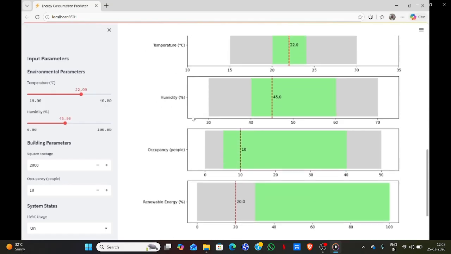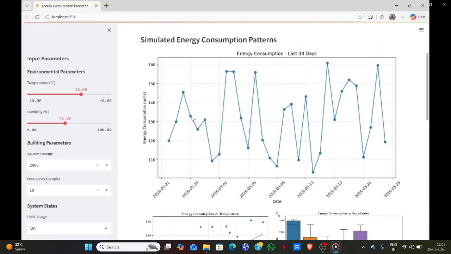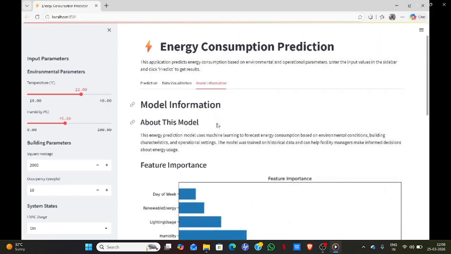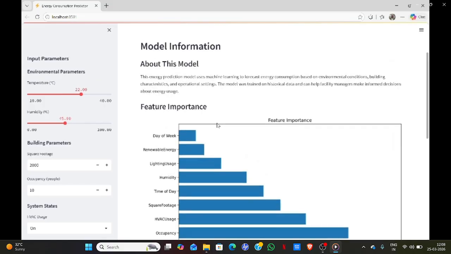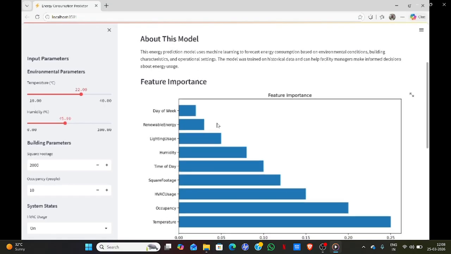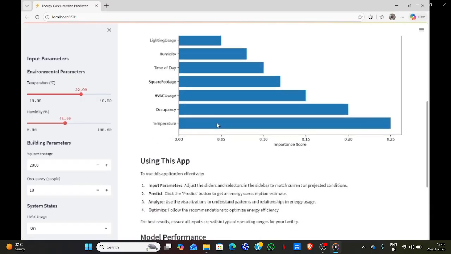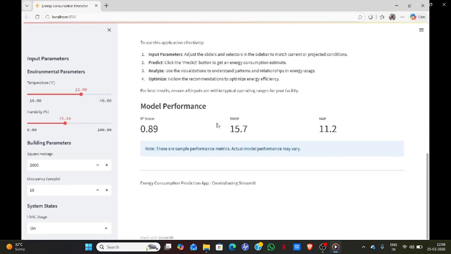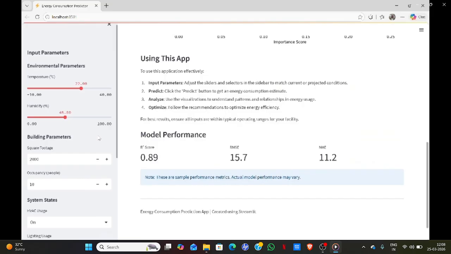To make interpretation easy, the system also includes multiple visual analytic features. One of them is a real-time energy usage trend graph showing how energy changes with individual parameters, for example when occupancy increases during business hours or when temperature rises in summer months. Another visualization shows the feature correlation between two input parameters and energy usage, helping users understand which factors most strongly affect overall consumption.